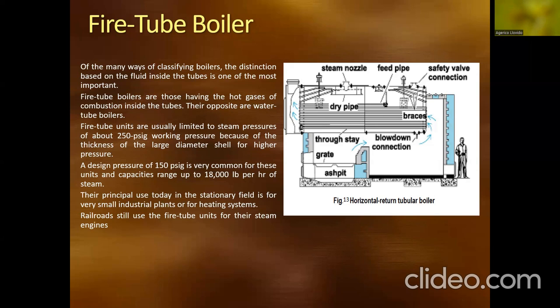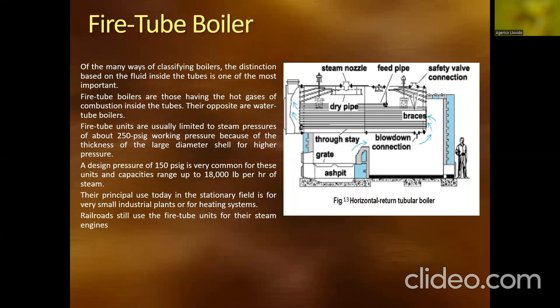Fire tube boilers are usually limited to steam pressures about 250 psi gauge working pressure because of the thickness of the large diameter shell for higher pressure. A design pressure of 150 psi gauge is very common for these units, and capacities range up to 18,000 pounds per hour of steam. Ito yung sa package boiler, ito yung fire tube din yun. So, ito ang pressure lang niya.